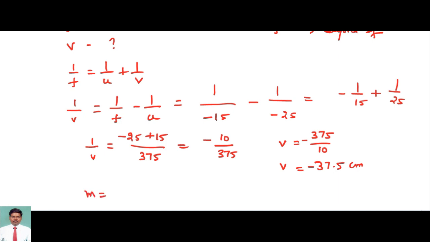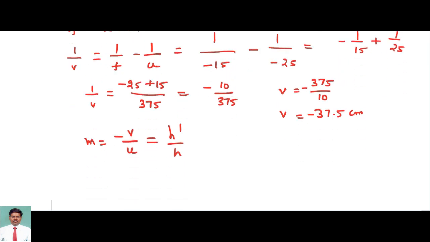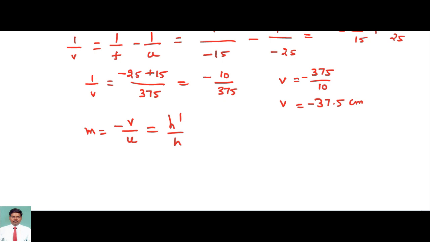m is equal to minus v by u, that will be equal to h prime by h. u is the distance of the object, and v is the distance of image, and h is the object height, h prime is the image height. So here u, v I already know. So now I want to calculate h prime. So h prime can be written as minus v by u into h.